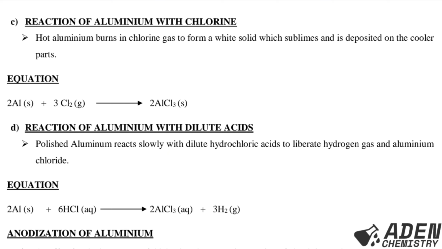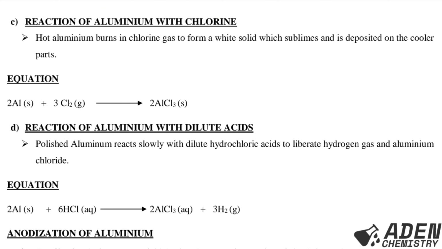Remember, when we are talking about dilute acids with metals, we deal with only two: dilute hydrochloric acid and dilute sulfuric acid. When aluminum reacts with dilute hydrochloric acid, we get aluminum chloride and hydrogen gas. But when aluminum reacts with dilute sulfuric acid, we get aluminum sulfate and also hydrogen gas.